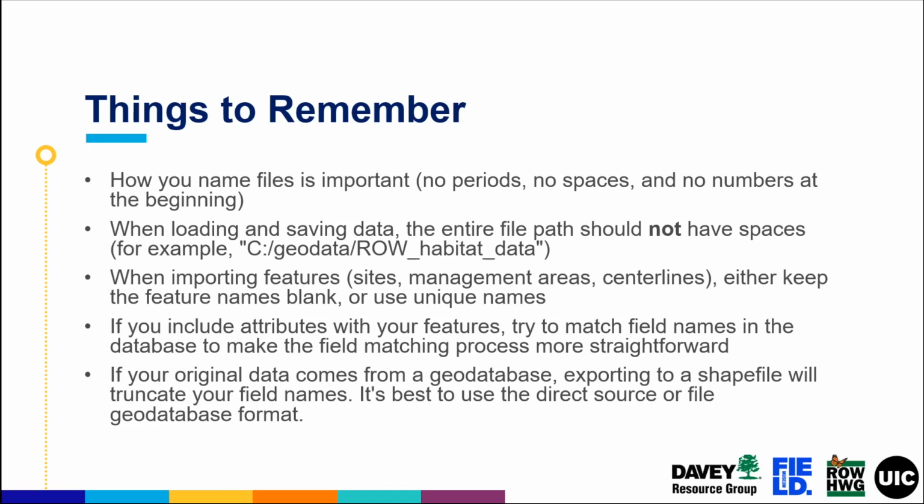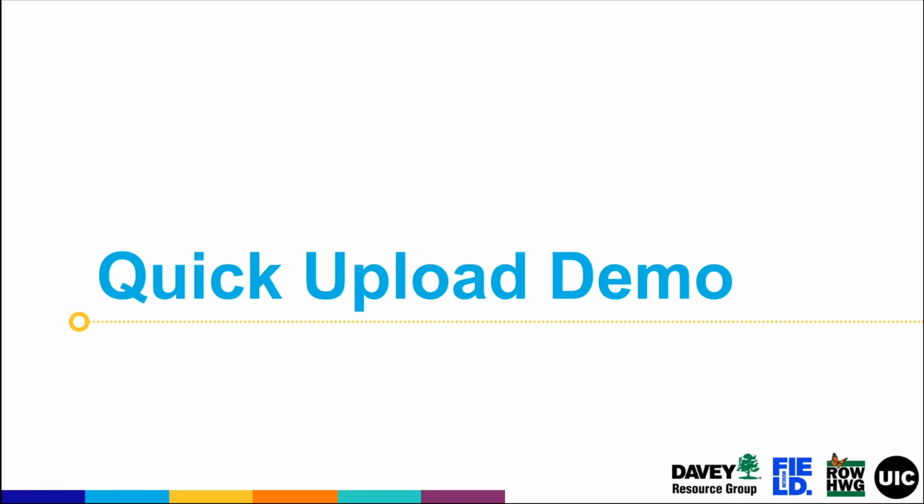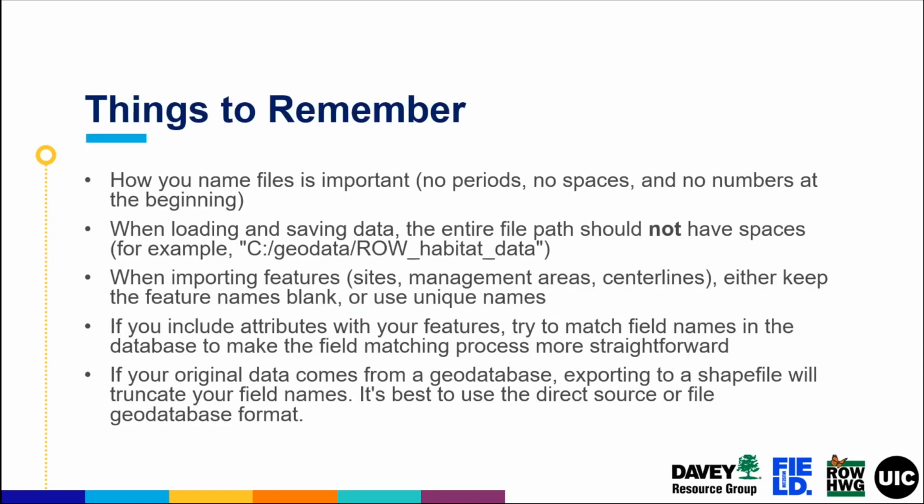All right, and if your original data comes from a geodatabase, exporting to shapefile will truncate your field names. So that's what we were talking about earlier, that it's going to shorten those field names and make it a little more difficult to know what's what when you're trying to match things up. So it's best to use the geodatabase directly, or the enterprise geodatabase directly, instead of converting it to a shapefile. Does that bring up any questions that anybody may have?